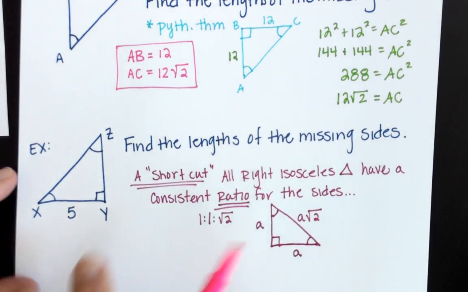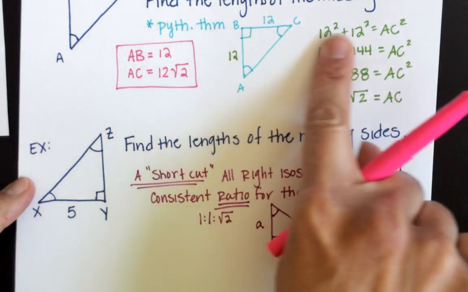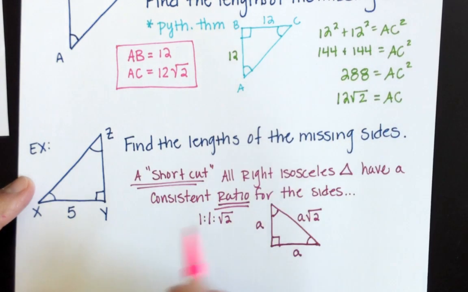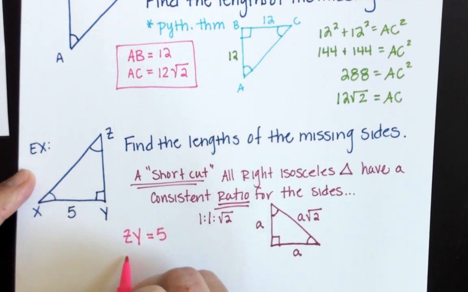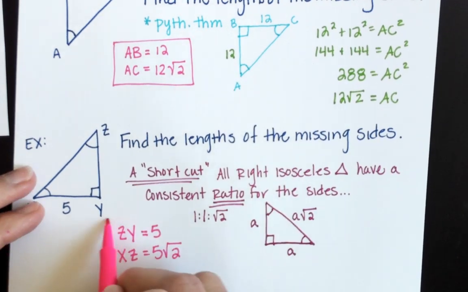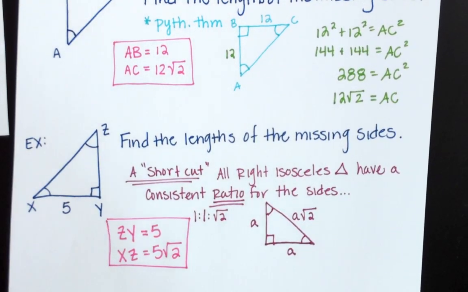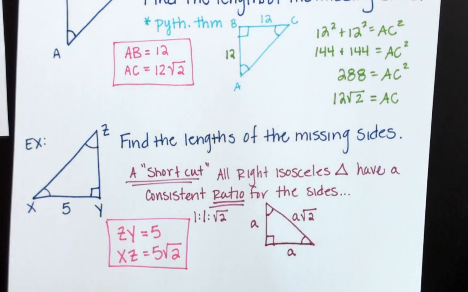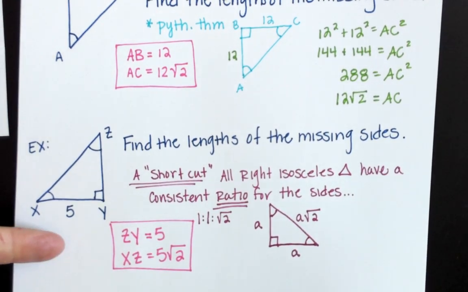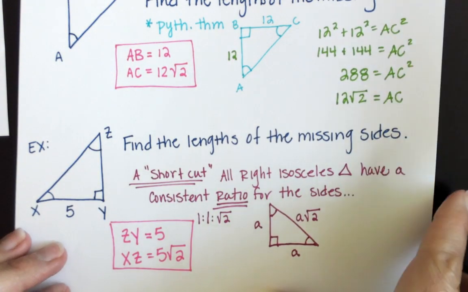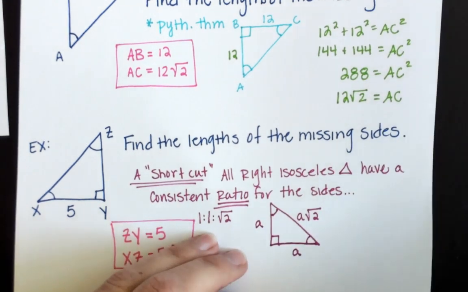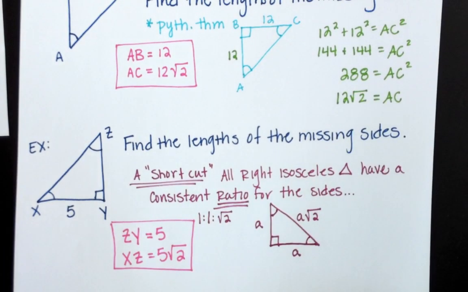So in this case, instead of going through all this stuff up here like we did with the Pythagorean theorem, I could just say that ZY was 5 and XZ was 5 radical 2, and I'm done. And again, it's just a shortcut. So you can do the Pythagorean theorem, or you can use the shortcut. So let's take a look at another example, because that's all this is. We're done. All the tricks, all the notes are done. Now it's just recognizing your patterns.